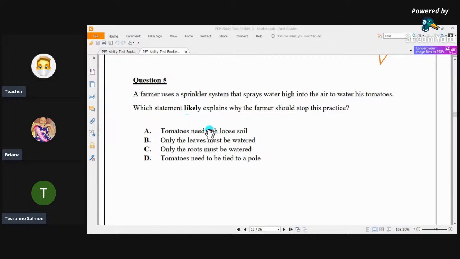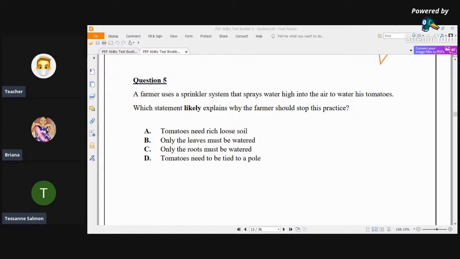All right, hold on. Tomatoes need rich, loose soil. Yes, they need that, but he does not need to stop that. If we stop giving them rich, loose soil, they are not going to grow well. Only the leaves must be watered. No, they never said that. Only the roots must be watered. Tomatoes need to be tied to a pole. What's the answer?